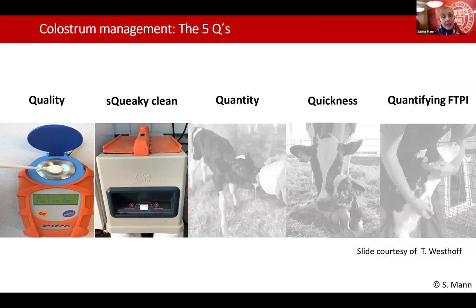So with this, I just wanted to remind us of the 5 Qs or introduce the 5 Qs to those of you who have not heard about them. I believe those are very helpful to guide our thinking about how we manage colostrum on farm and which aspects we should always take into account. In these 5 Qs, we have quality, squeaky clean, quantity of colostrum, quickness, and quantifying the failure of transfer with passive immunity, or FTPI. I'll start with the first two that concern the colostrum component itself, quality and squeaky clean.